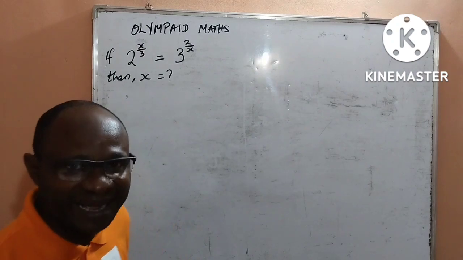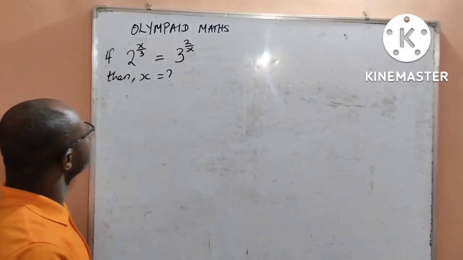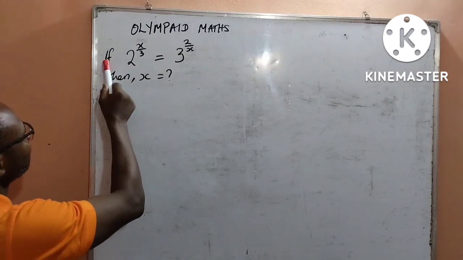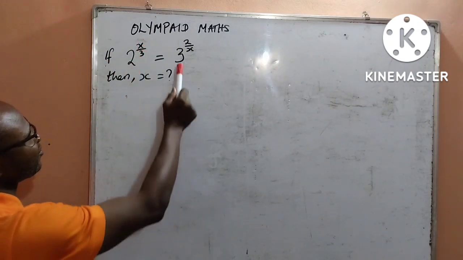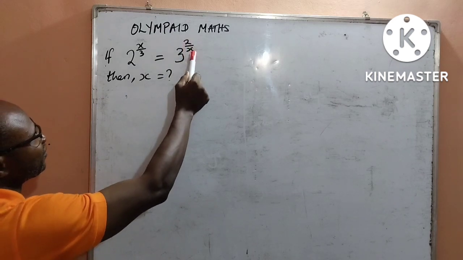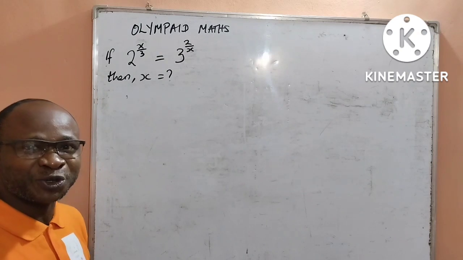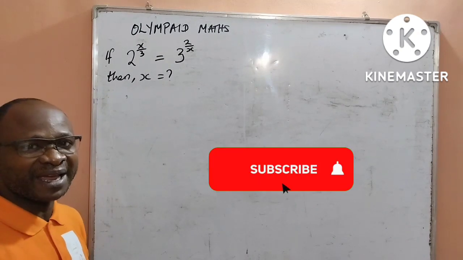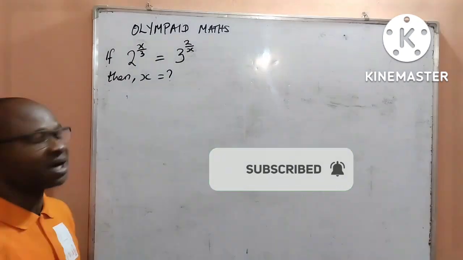In today's math class, we shall be taking an Olympiad math question where we are given that 2 raised to the power x over 3 is equal to 3 raised to the power 2 over x. Then we should find what the value of x should be. Watch this video till the end. It is not going to be too long. We are diving in right away.